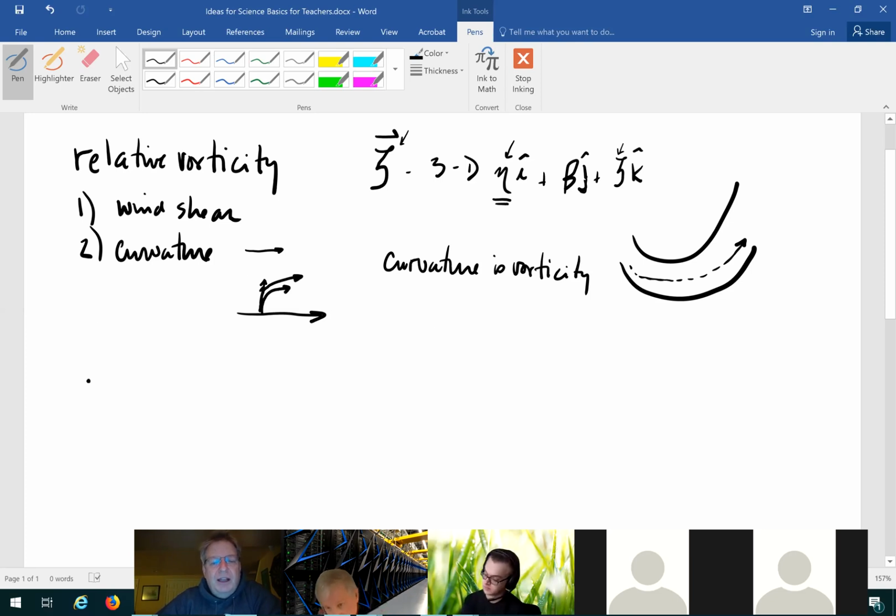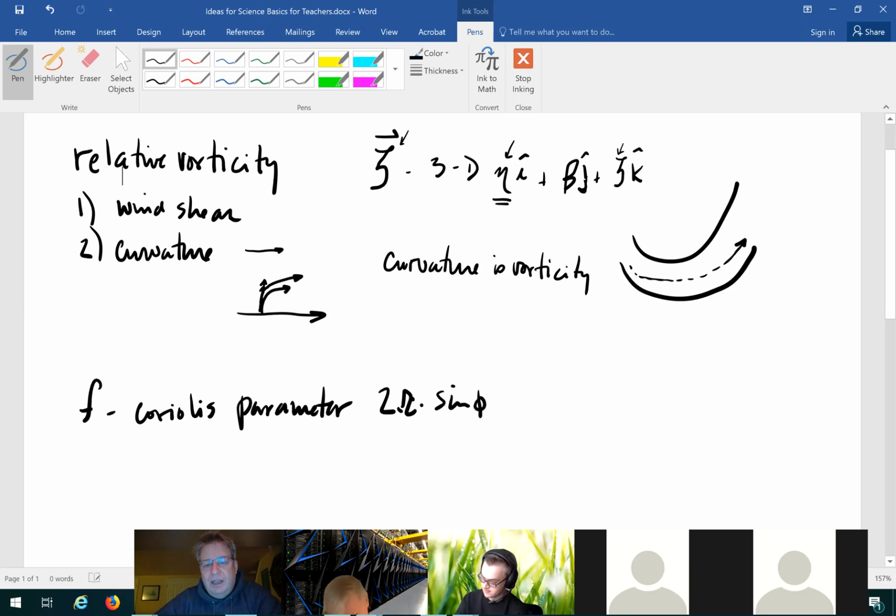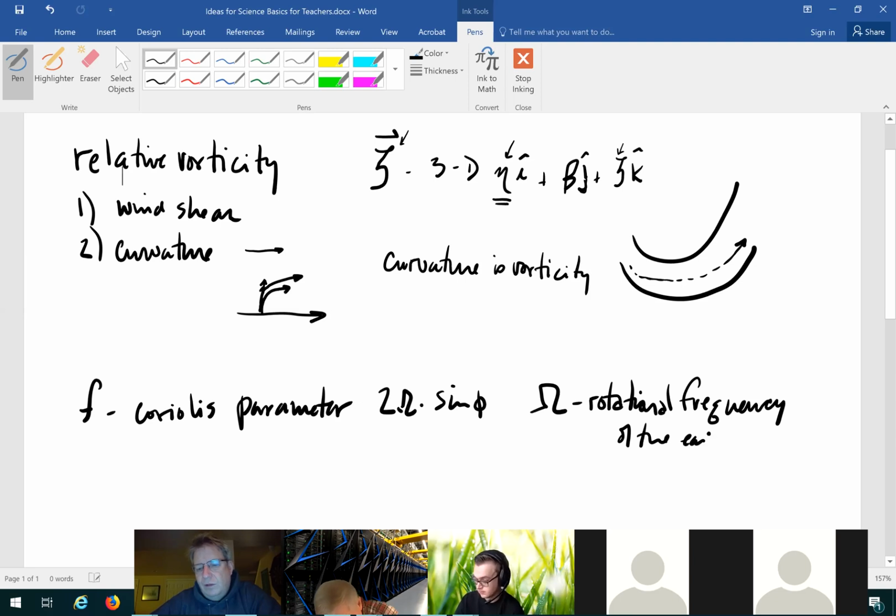But there's also something else, which is the Coriolis parameter, which is 2 omega sine phi. What's omega? The rotation of the Earth. Rotational frequency. If I use this, that would be the rotational frequency of anything. So if you're on a playground, you would have an omega that will give you a considerably different perspective of the Coriolis force.